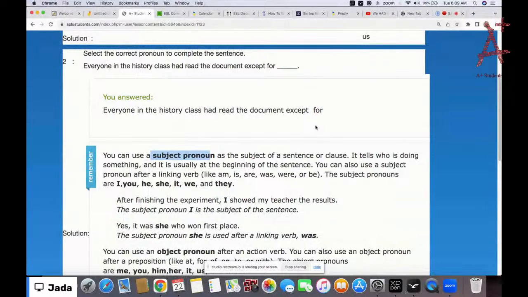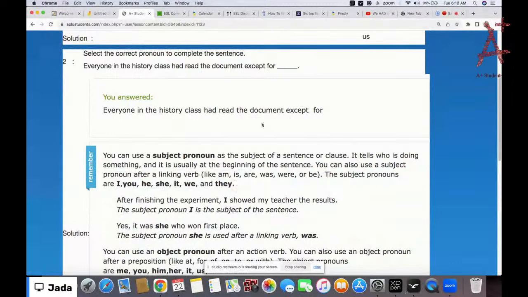All right, so a subject pronoun tells you who is doing something in the sentence and is usually at the beginning of the sentence. You can also use a subject pronoun after a linking verb like is, are, was, were, or be. Okay, so these are the subject pronouns that we can use in sentences. Okay, I, you, he, she, it, we, and they. All right, so let's get the difference now.